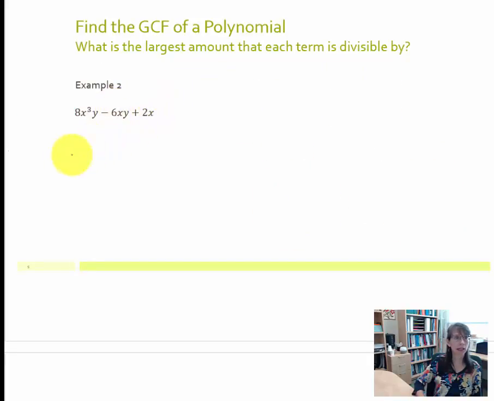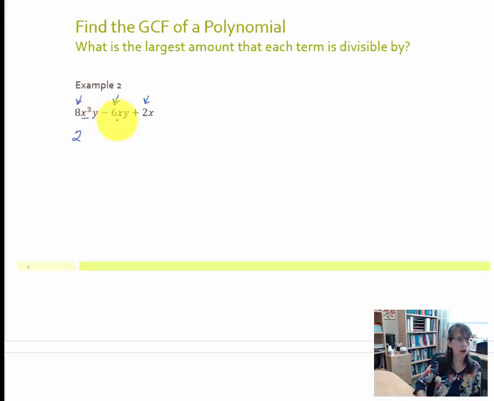In our next example, we have the polynomial 8x cubed y minus 6xy plus 2x. You'll notice this time we have 3 terms in this polynomial. We're first starting with the numerical coefficients of 8, 6, and 2. Since they're even, we know at least 2 is in common. And since 2 is our smallest coefficient, that's also a clue that we could never use a number that's larger than 2. So starting with 2, we'll then look at the variables, x, y, x, y, x.